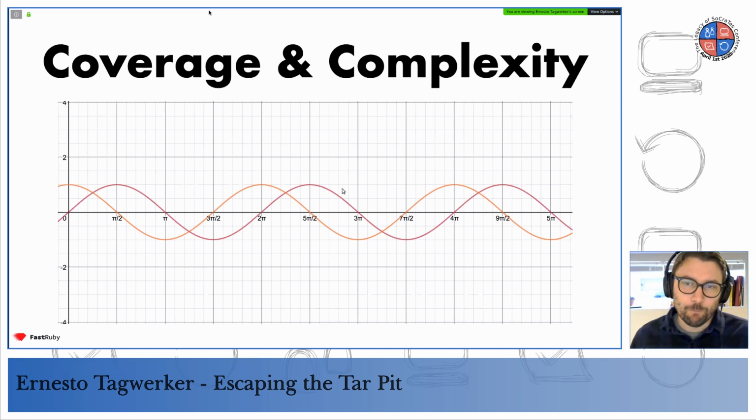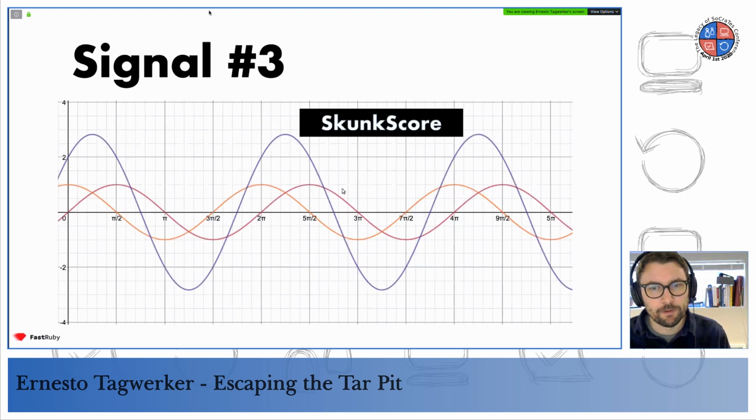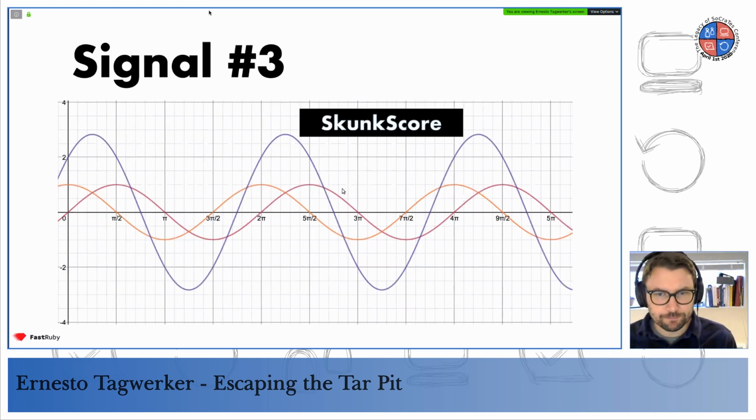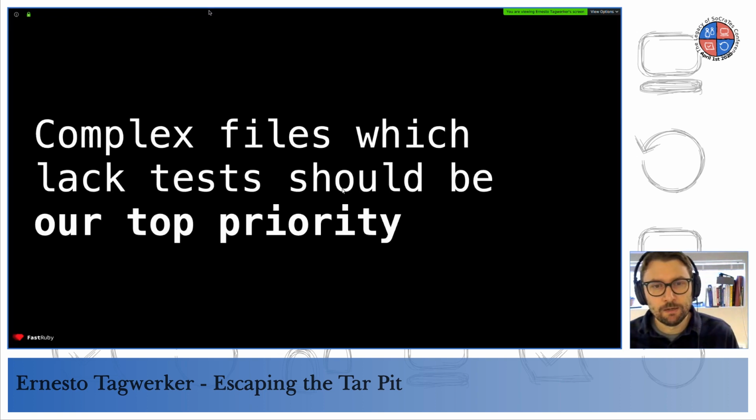But what if we could calculate a third signal that combines both of them? And we like to call that signal the SkunkScore. Now, the SkunkScore is a function of code quality and code coverage for every single module. And the main idea behind this is that complex files which lack tests should be our top priority to get out of the tar pit.